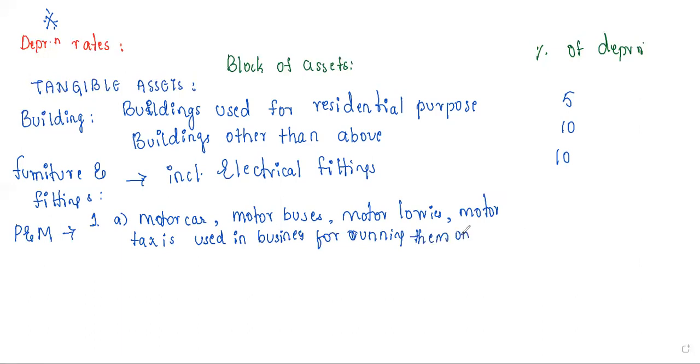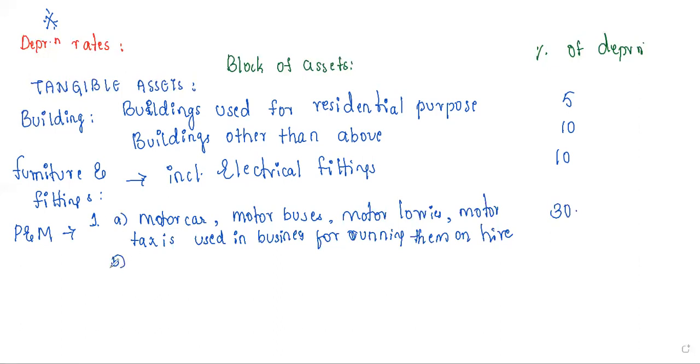on hire. That means you will be using motor car, motor bus, motor lorry. Anything related to motor, you will use it in your business for the running purpose of your business. Either you may buy and use, or you may hire it, take it on rent and use it here. For this, the allowable depreciation is 30%.